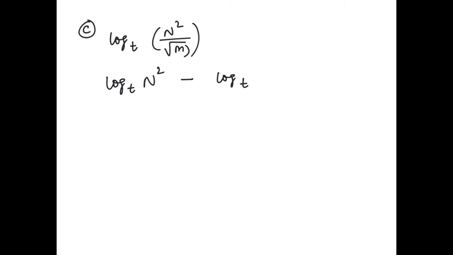Third part, it says log T of n squared over square root of m. For that, first let's use our law. It's log T n squared minus log T root m. If you know log T n squared value, we know it's 1.72. Log T square root m we don't have, so we need to get the value of log T square root m.